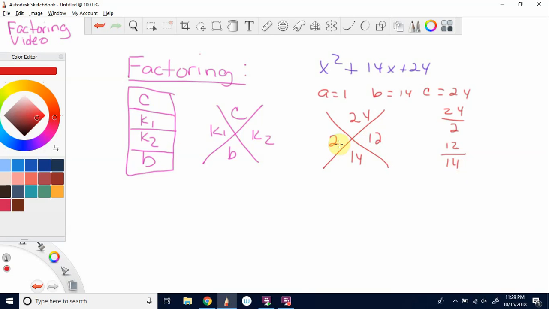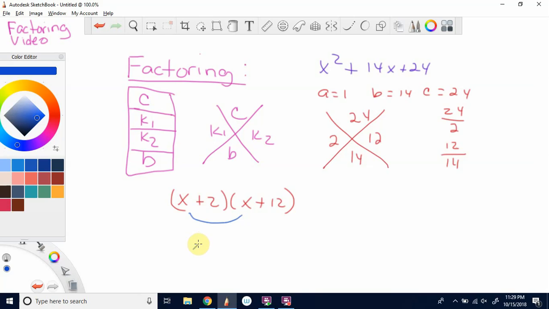Does it matter if I do 12 here and 2 here? No, as long as the product equals 24 and the sum equals 14. So now I have x plus 2 times x plus 12. And then I'm going to FOIL it to make sure I didn't make any bad math errors.